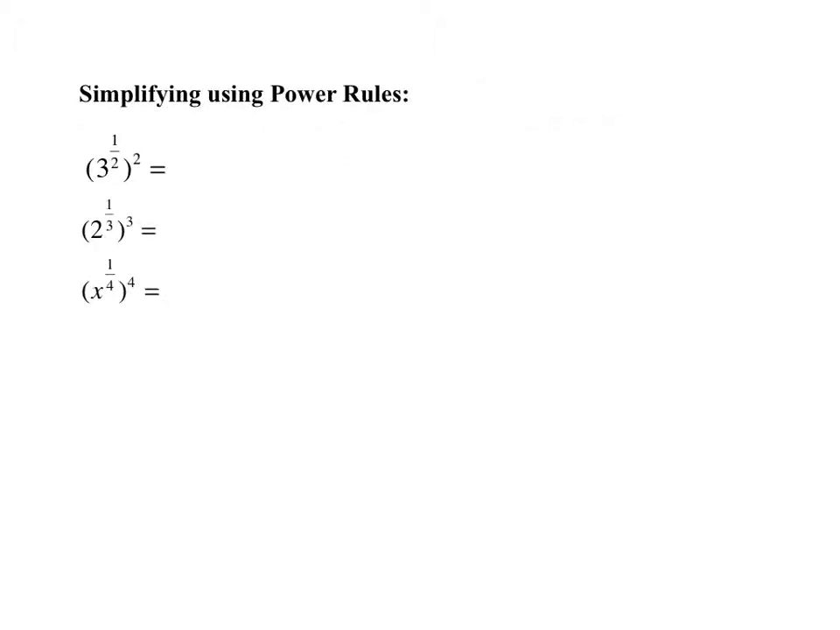When these radicals are written as rational powers, we can apply power rules. Here are a few examples of a base with a power to a power. We would be multiplying the powers. We would get 3 to the 1/2 times 2 over 1, which equals 3 to the 2 over 2, which equals 3 to the 1, or just 3.